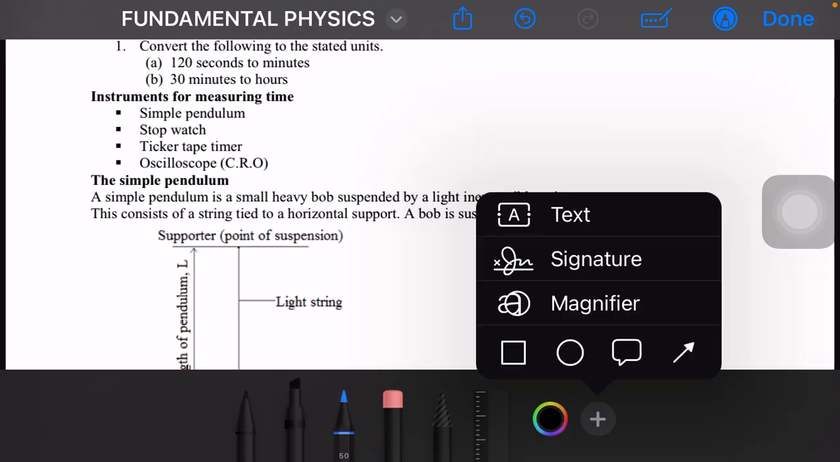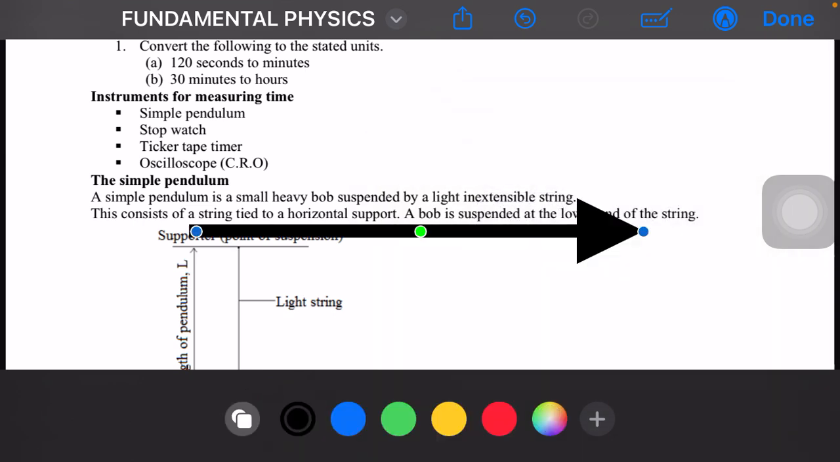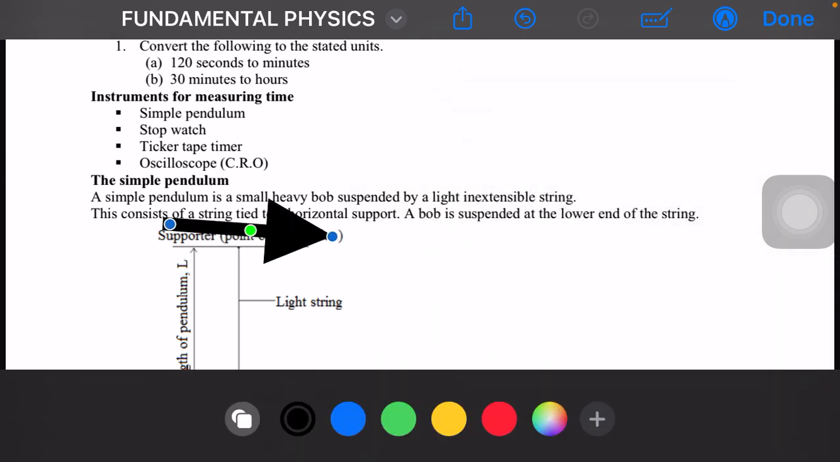Okay, now we look at instruments which are used to measure time. For measuring time, we have a simple pendulum, stopwatch, tick tape, tick tape timer, and oscilloscope. All these are examples of instruments which are used to measure time. The simple pendulum is the first example we can use to measure time.